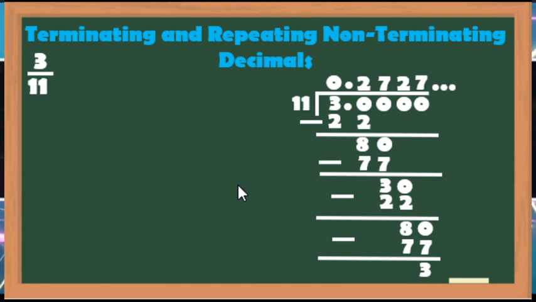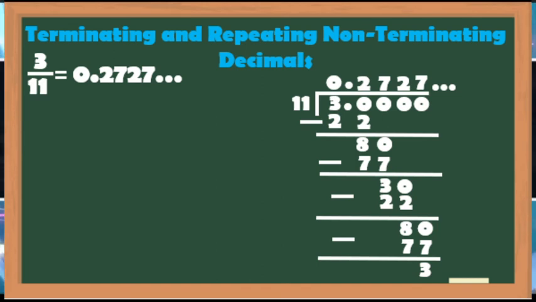So therefore, 3/11 as a decimal number is equal to 0.2727 with triple dots, or what you call ellipses. Or you can write this as 0.27 with a bar above the number 27.